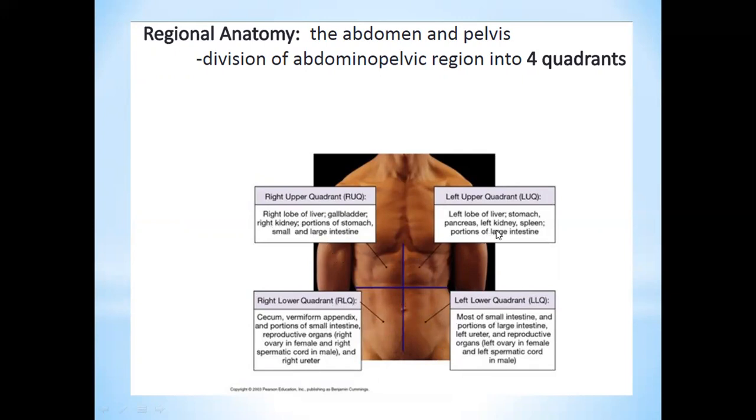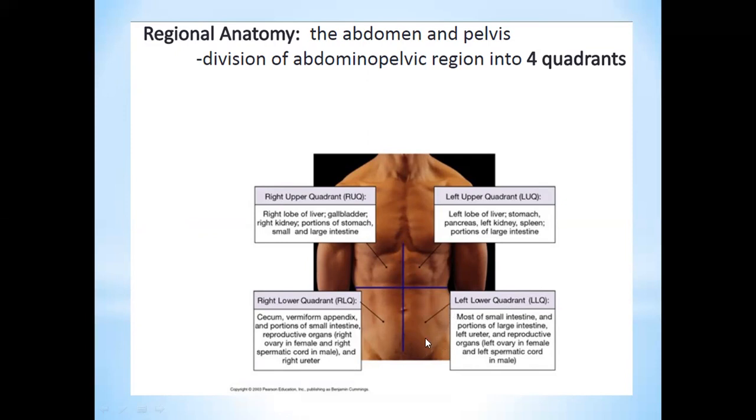Left upper quadrant consists of left lobe of liver, stomach, pancreas, left kidney, spleen, portion of large intestine. Right lower quadrant consists of cecum, vermiform appendix, and portions of small intestine, reproductive organs, right ovary in female, and the right spermatic cord in male, and the right ureter.